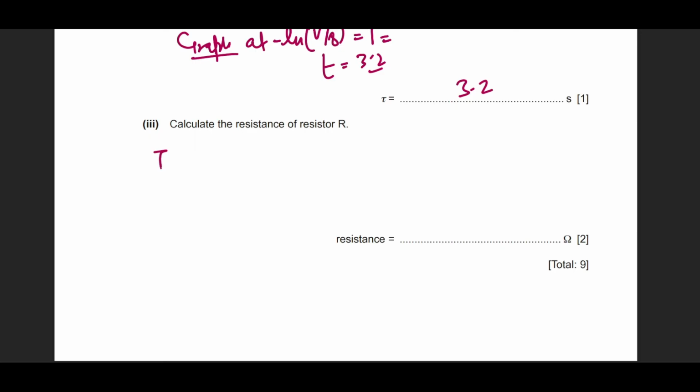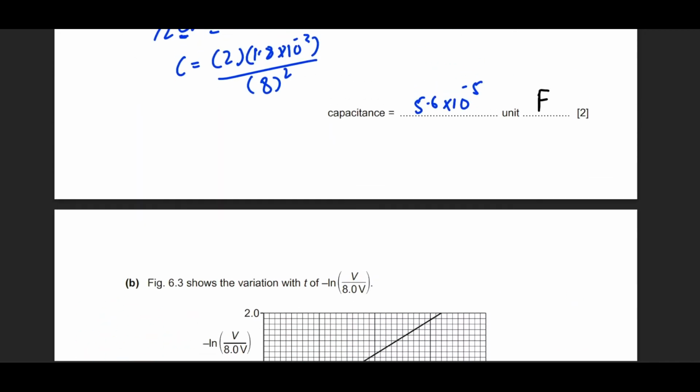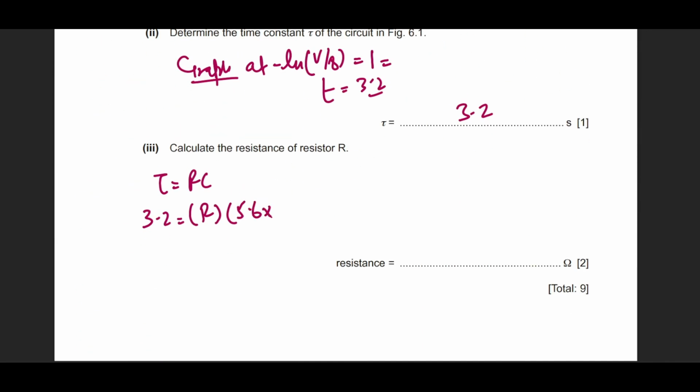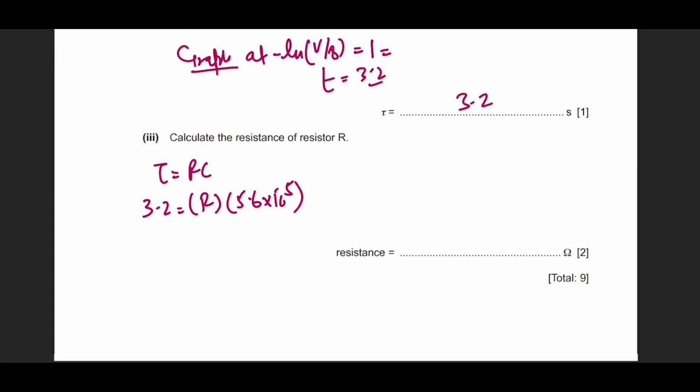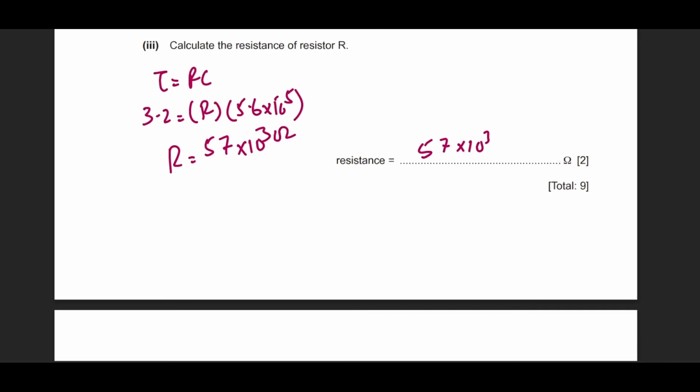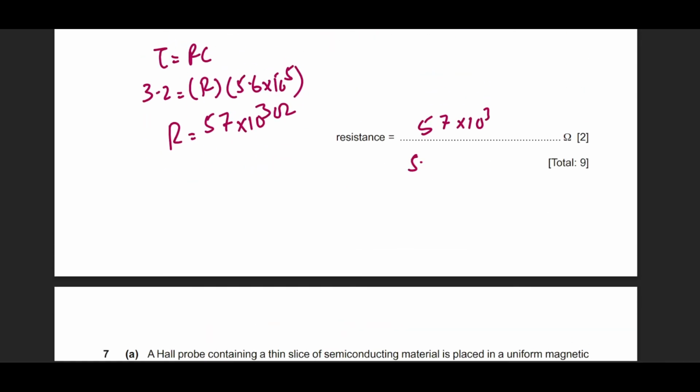Calculate resistance. So tau equals RC. So tau is 3.2, R we don't know, and capacitance picked from the previous part that you calculated as 5.6 times 10 raised to power minus 5. So this will be my R equals 57 into 10 raised to power 3 ohms, kilo ohms. In the marking scheme, they've written 5.7 power 4, does not matter.